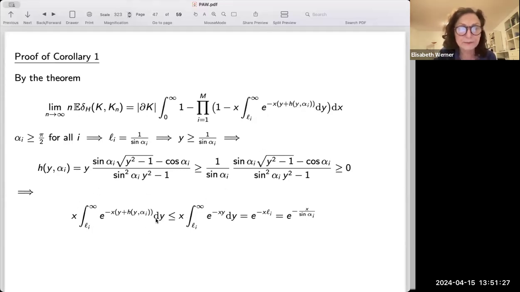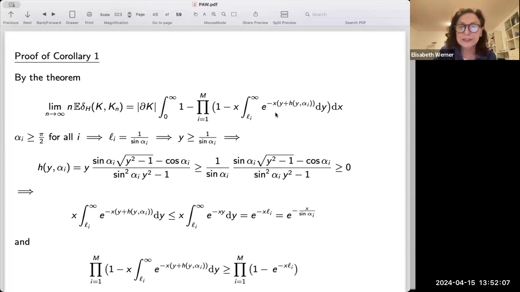Consequently, this inner integral, the y integral, we can estimate by smaller or equal than x times the integral from Li to infinity of e to the minus xy, because I can simply drop the term that comes from the function h, since the function h is bigger or equal than 0, as we have seen here. And this we can now integrate, so we get e to the minus x Li, but Li is 1 over sine alpha i, so we get e to the minus x over sine alpha i. Good.